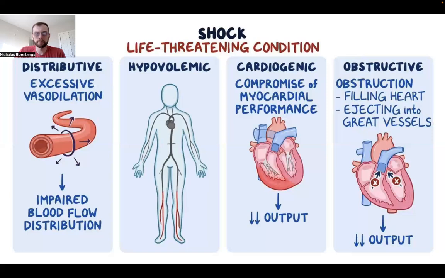Obstructive, so that's the obstruction. It obstructs filling the heart and ejecting from the great vessels, which decreases the cardiac output. And you see there, they got arrows indicating to the pulmonary artery. There's some sort of blocking there that's keeping it from being able to adequately fill and eject blood to go out systemically, which will decrease the cardiac output and decrease tissue perfusion, causing tissue hypoxia.